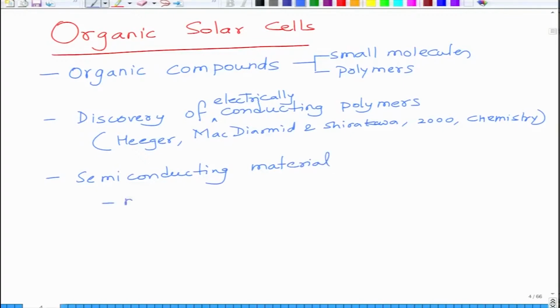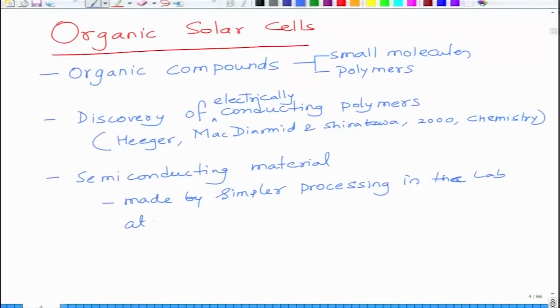These can be made by simpler processing in the lab, and that is their USP. To make an oxide, you need to dig out things and make them react. To make telluride, you need a cadmium source and a tellurium source, and generally the processing of those materials is high temperature processing. Silicon is made through high temperature processing, cadmium telluride is made through high temperature processing, indium gallium selenide is made through high temperature processing. These can be made in the laboratory through simpler processing at lower temperatures.